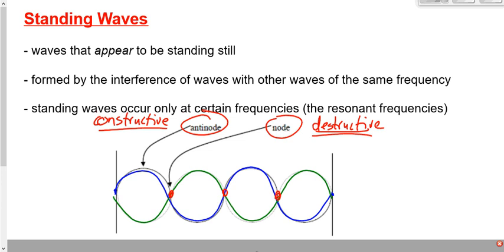The whole thing looked like it was standing still. In reality, it was only the node that was still. The antinode wasn't. The string was going up and down, but it looked like it was standing still because it was going up and down so many times per second. Destructive interference for the nodes, where it was standing still. Constructive interference for the antinodes, where it just looked like it was standing still.